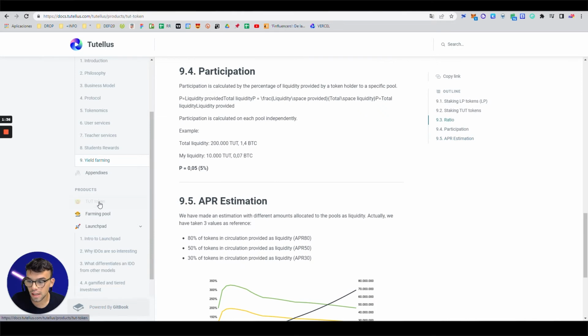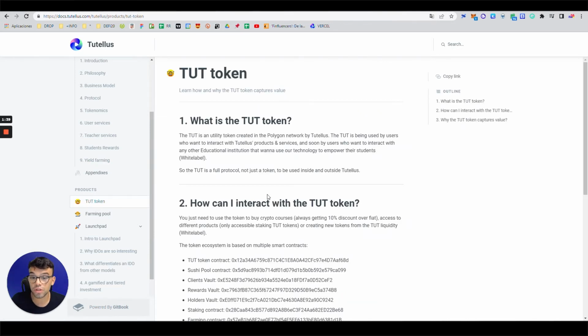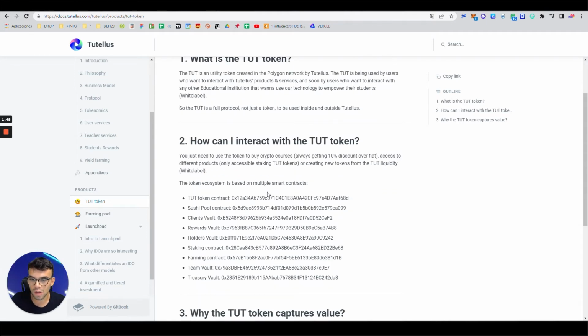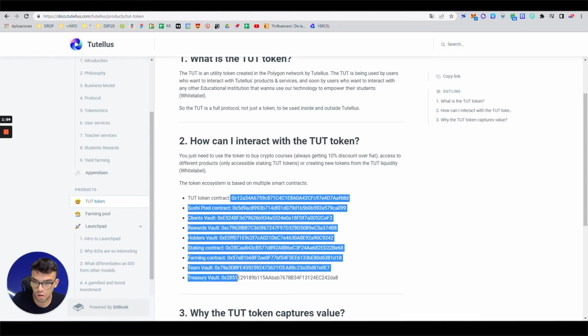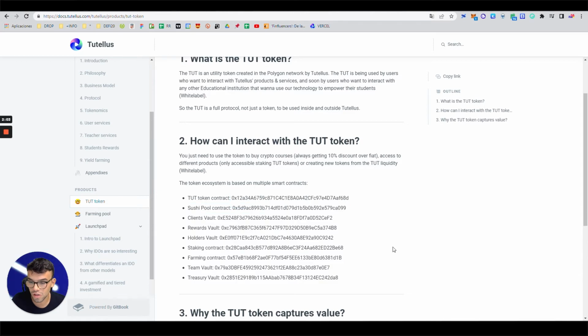Let's get started and quickly mention the products. So first of all, of course, the first product, the one we offer, is the TUT token, okay? It gives you a lot of options to interact with many other smart contracts, and you can do pretty cool things with the token, okay? Not just buy and sell, that's not it. Here you have, once again, all the transparency of the addresses of the token, the vaults, the contracts, the staking contract, and so on.